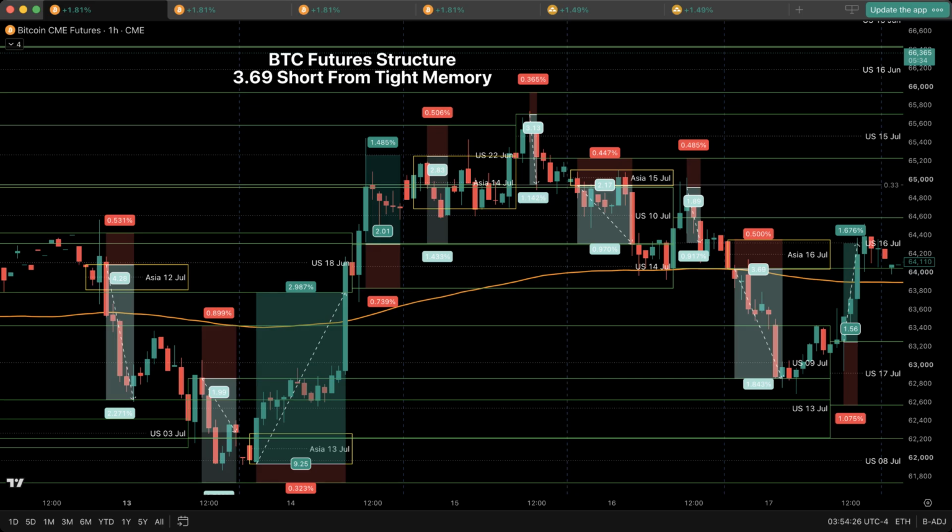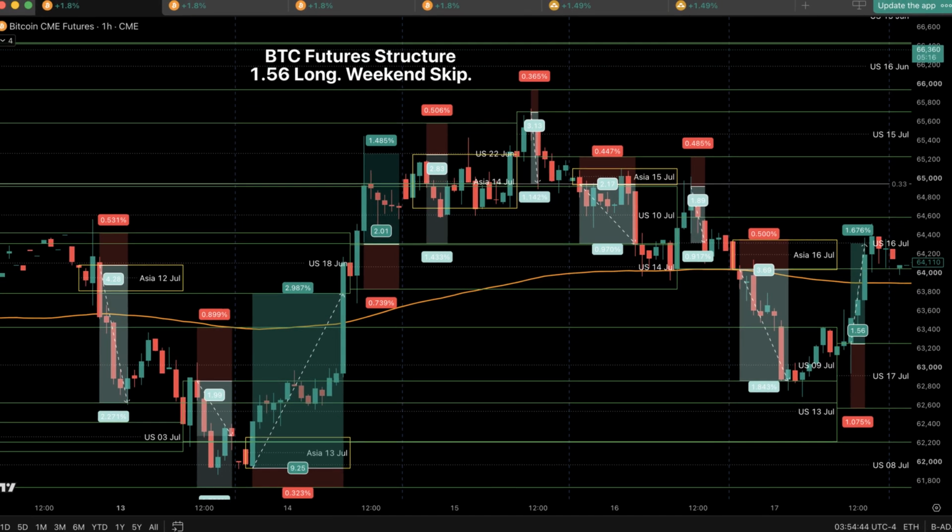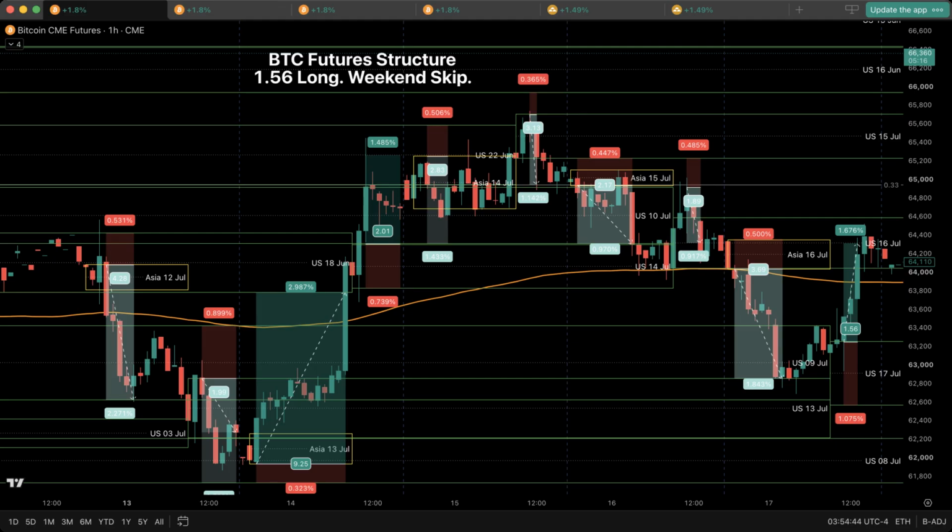Entry. July 16th Asia lower boundary. Stop. July 16th Asia upper boundary. Target. July 9th U.S. upper boundary. Trail. July 13th U.S. upper boundary. Risk-reward ratio. 3.69. Price reaches. It reacts. It fails higher. Then the short earns execution. Price bounces back. But the week is almost over. The session forms inside July 9th U.S. memory. Before reading July 17th U.S. session, keep the higher time frame visible.